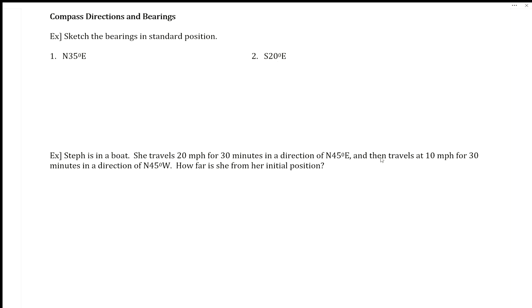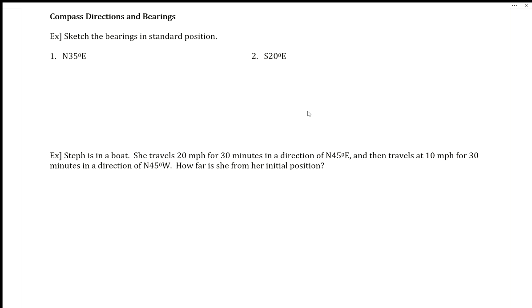Everyone, and welcome to our video on compass directions and bearings. Compass directions are a different way to describe locations, and they're often used in word problems. So we'll just jump right into these problems. Sketch the bearings in standard position.